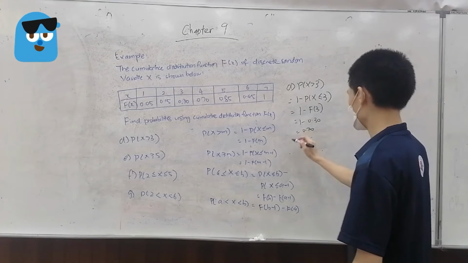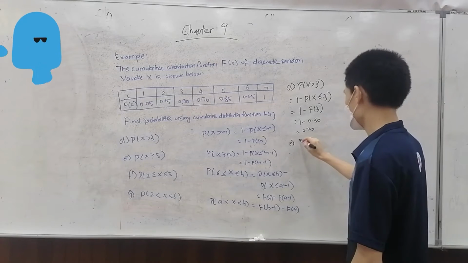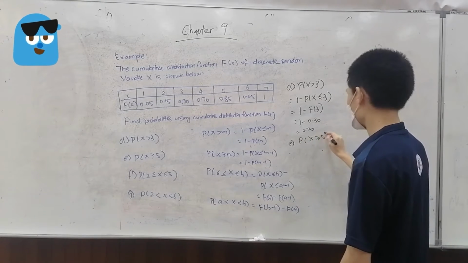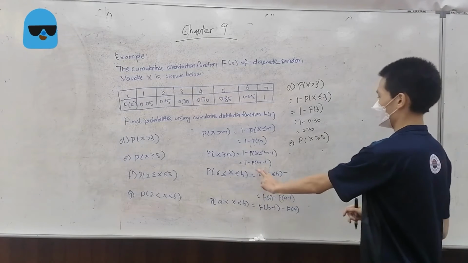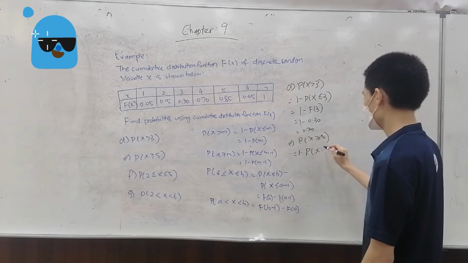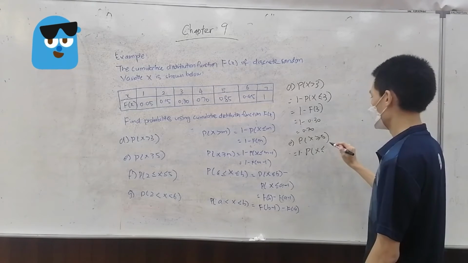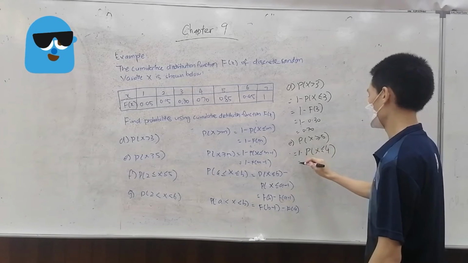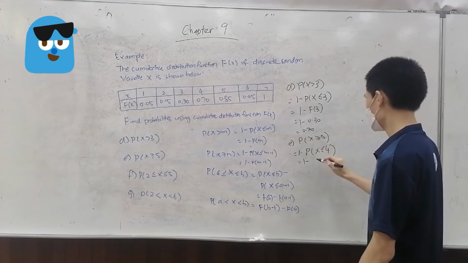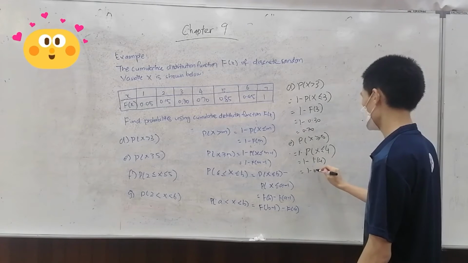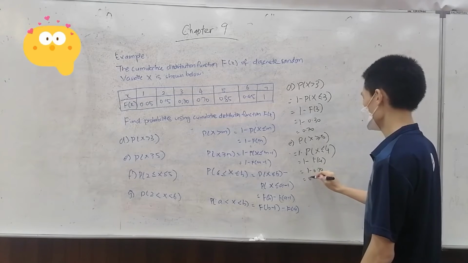Okay, so we now proceed to the next one. He asks you for the probability P(X ≥ 5). So we use this formula: 1 minus P(X ≤ 5 − 1), which is 4. And we relate that again with the big F function, so F(4). So it's 1 minus 0.7 equals 0.3.